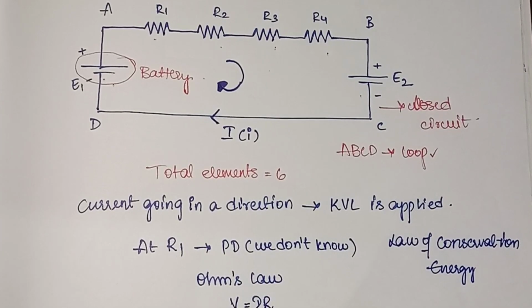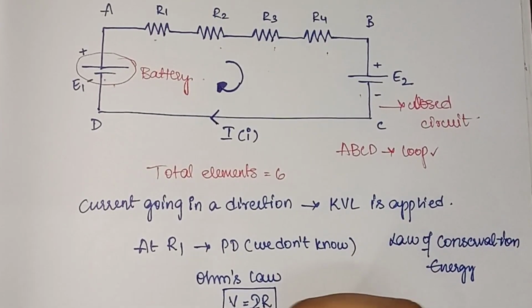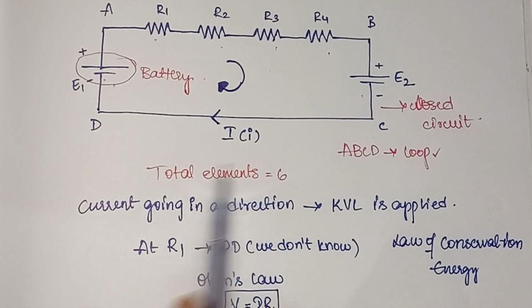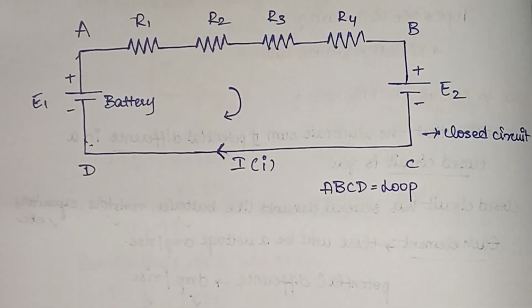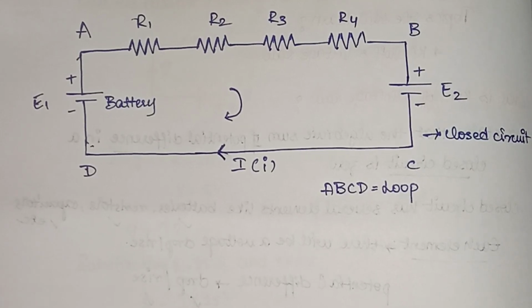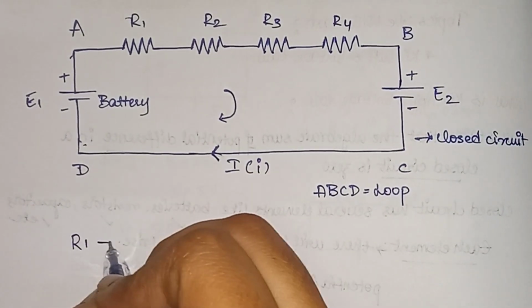Okay, now what will happen? We need to calculate this particular equation with the help of KVL. Let's see how to do it. So this is the circuit we have. Now we need to apply KVL. So at present we are at resistor 1.